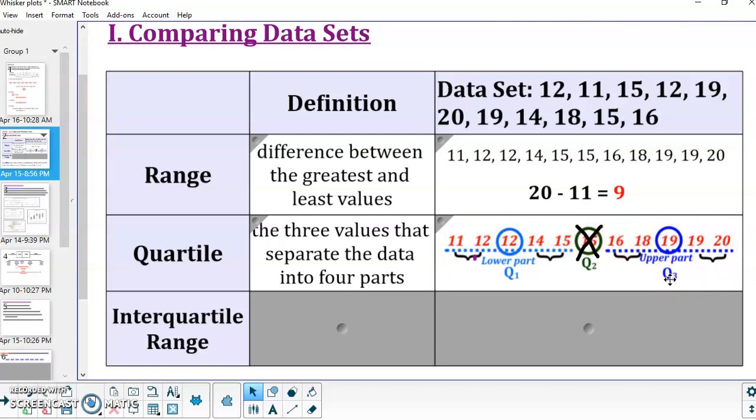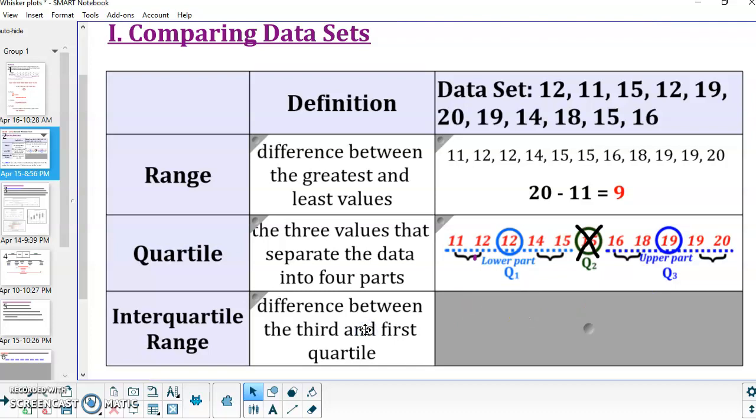and then I'm going to find the median of each of those. So the median of that lower part is my Q1, that's going to be 12. The median of my upper part, my Q3, is going to be 19. Now, interquartile range is going to be the difference between that third and first quartile. So in this case, I'm going to do 19 minus 12, and I'm going to get 7 when I do that.